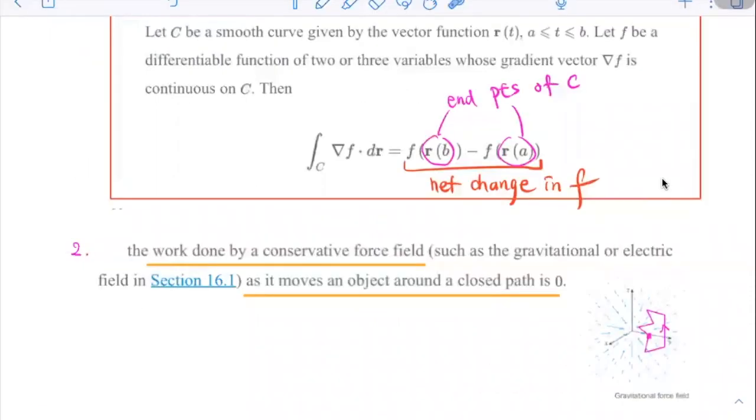And we also learned that the work done by a conservative force field, such as the gravitational force field, where a conservative force field means that the force field can be written as the gradient of a scalar function small f. So if it's a conservative force field, then the work done by the field, for example, the gravitational force field, as it moves an object around a closed path is equal to zero if the path is a closed path.